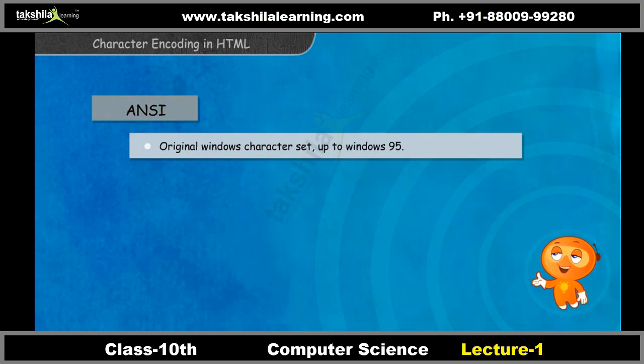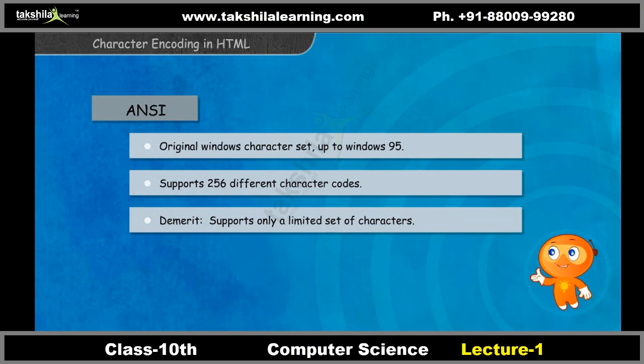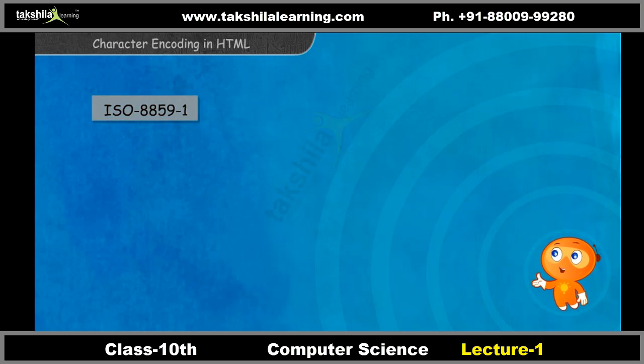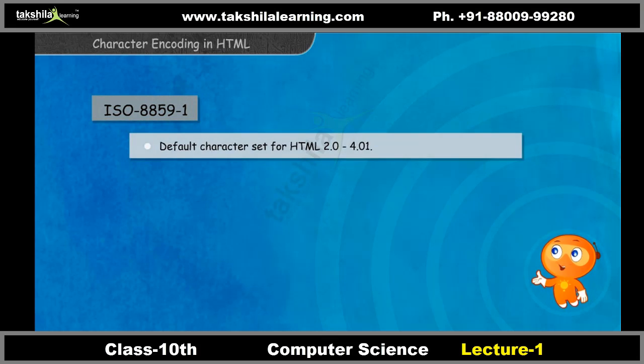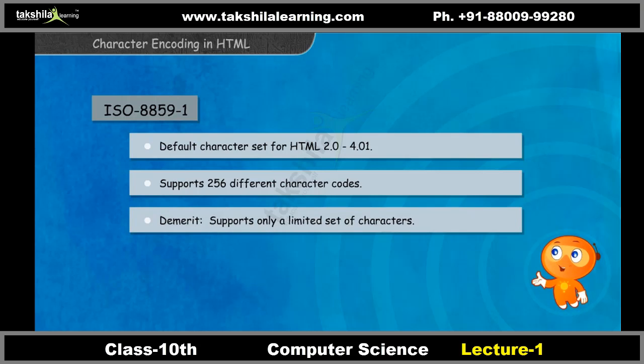ANSI was the original Windows character set. It supported 256 different character codes. The biggest demerit of ANSI is that it supported only a limited set of characters. ISO 8859-1 was the default character set for HTML versions 2.0 to 4.01. It also supported 256 different character codes. Like ANSI, this coding standard also supported only a limited set of characters.